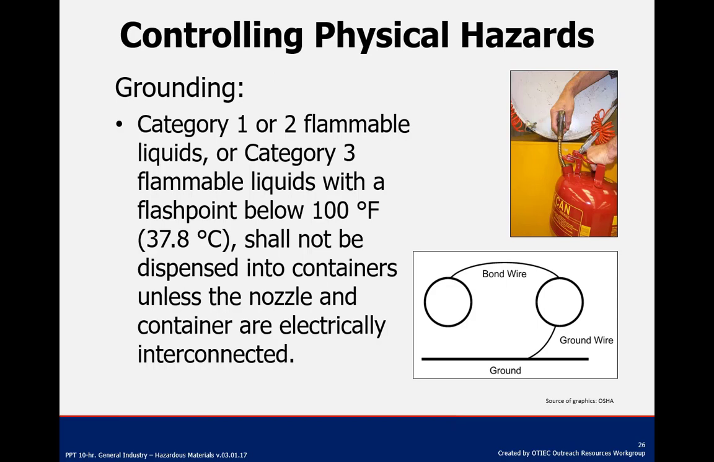Grounding eliminates a difference in static charge potential between conductive objects and ground. Although bonding will eliminate a difference in potential between objects, it will not eliminate a difference in potential between these objects and Earth unless one of these objects is connected to Earth with a ground wire. So it's a way to prevent unexpected explosions or igniting of these flammable liquids when they're being filled.